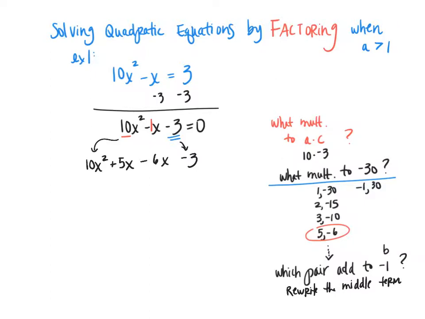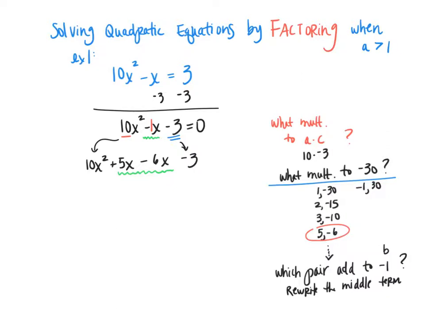Notice this -1x, I have just rewritten it using two terms. It's still -1x, 5x minus 6x. So really, it's kind of like 1/2 is the same as 2/4. I've just picked a different form to write that -1x. But now I have 4 terms. And so when I have 4 terms, I can use factoring by grouping.